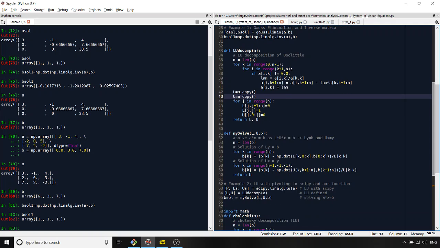The reason why we copy instead of just setting L equal to A is that if we copy, then if we change matrix L, A will not be changed. However, if we just say it's equal, then if we change L, A will be changed following L. So that's not what we want. So we define LU as just the same as this A matrix.